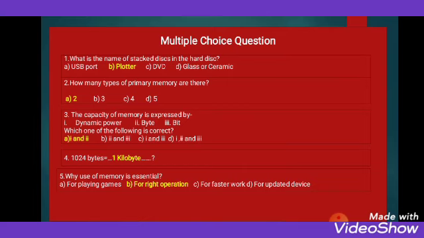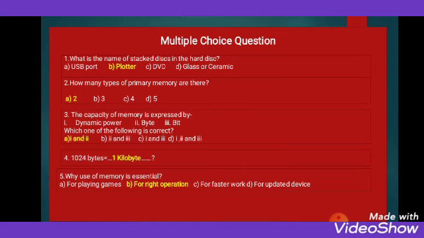Number 2, how many types of primary memory are there? Which one will be correct answer? Number 1, A, 2 types. B, 3 types. C, 4 types. D, 5 types. So our correct answer is 2.